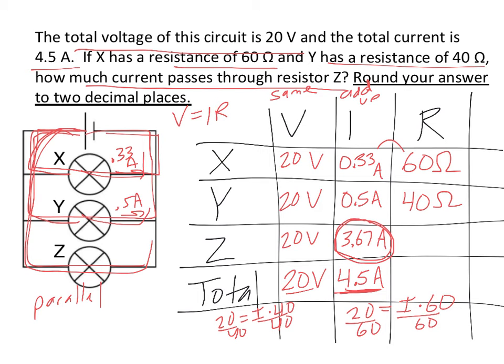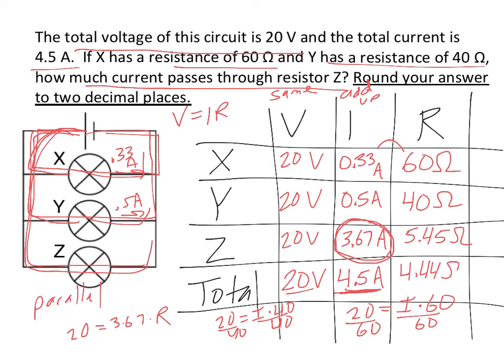But if I want to just confirm, or I guess it won't be as helpful to confirm this one, but I can go and finish this, find the resistor for Z. So 20 equals 3.67 times R. So I would do 20 divided by 3.67, and I would get the R is 5.45 for resistor Z. And then if I wanted to find the total resistance, I would do 20 divided by 4.5 and get 4.44.